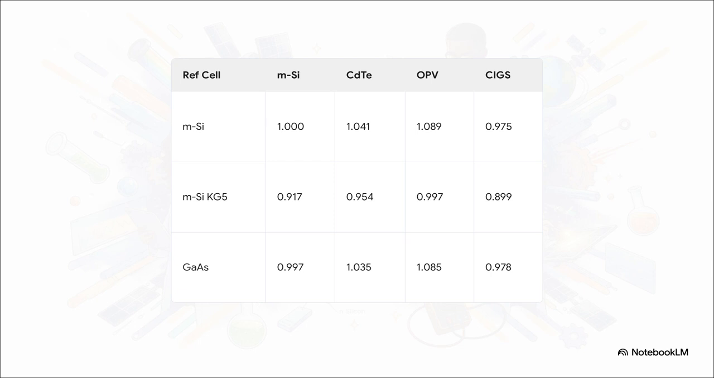Labs quantify this divergence using a spectral mismatch factor, or M. Check out the data here for testing an organic PV cell using a standard silicon reference cell. It yields an M factor of 1.089. That means there's an almost 9% error right out of the gate, strictly from the lighting mismatch.